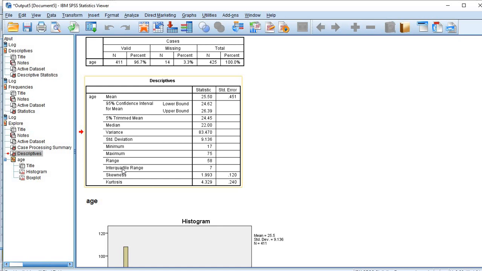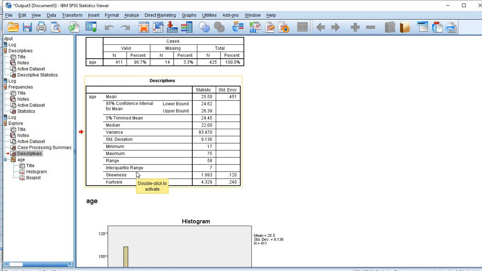Remember, range is the difference. Now, interquartile is a difference of the quartiles. It is the 75th percentile minus the 25th percentile. That is the 3 over 4 quartile minus the value we obtained for the 1 over 4. So that is the difference between the corresponding first and third quartiles. That is the interquartile range.